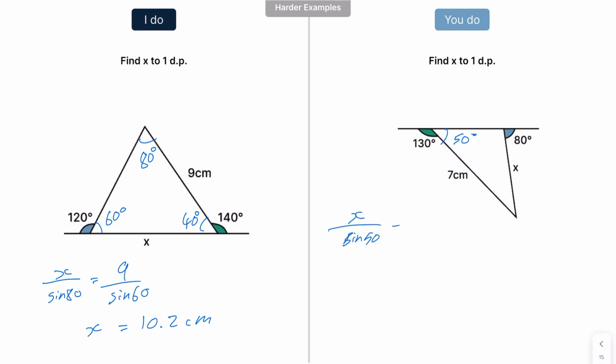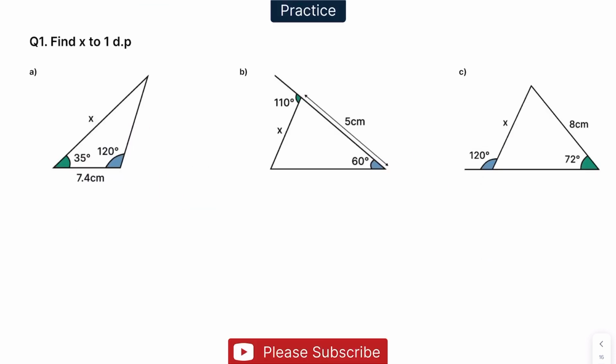Sine 50. So now we need a side and an angle opposite it. We don't know what this angle is, but we can find it quite easily because angles on a straight line add up to 180, so that's 100. And that will become 7 divided by sine 100. And that is going to be x. And we rearrange that and we get 5.4 centimeters.